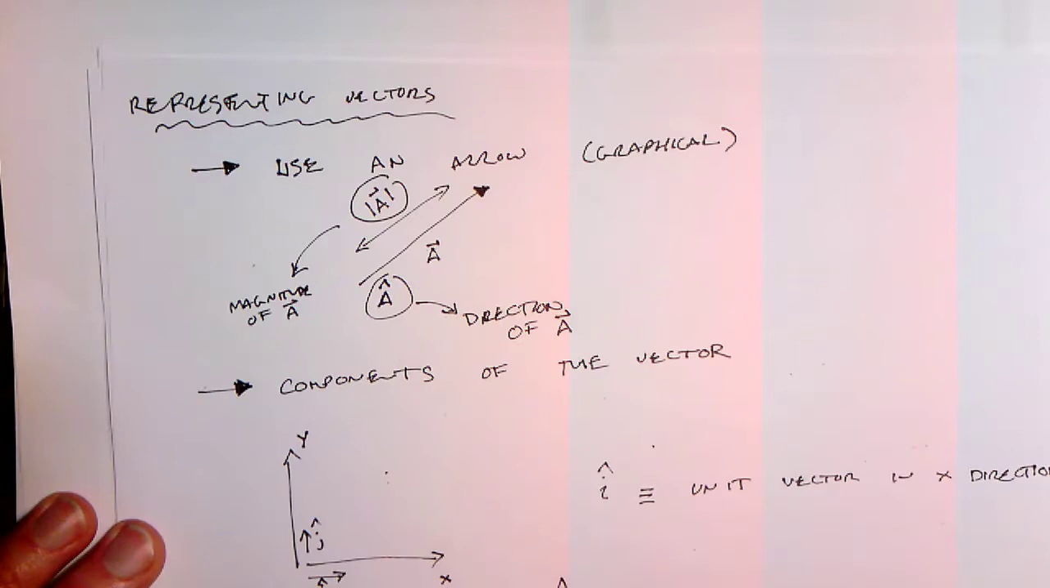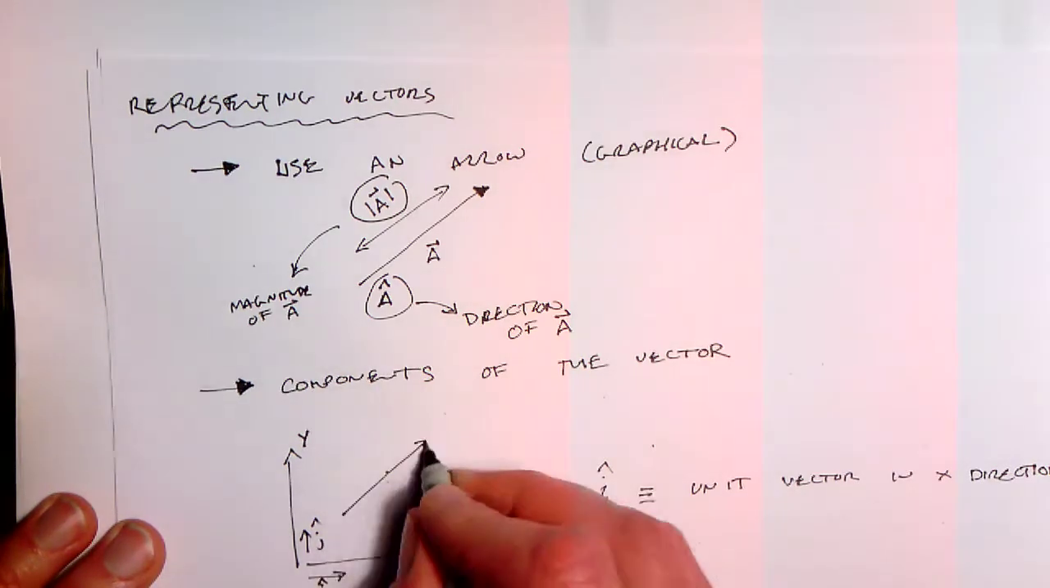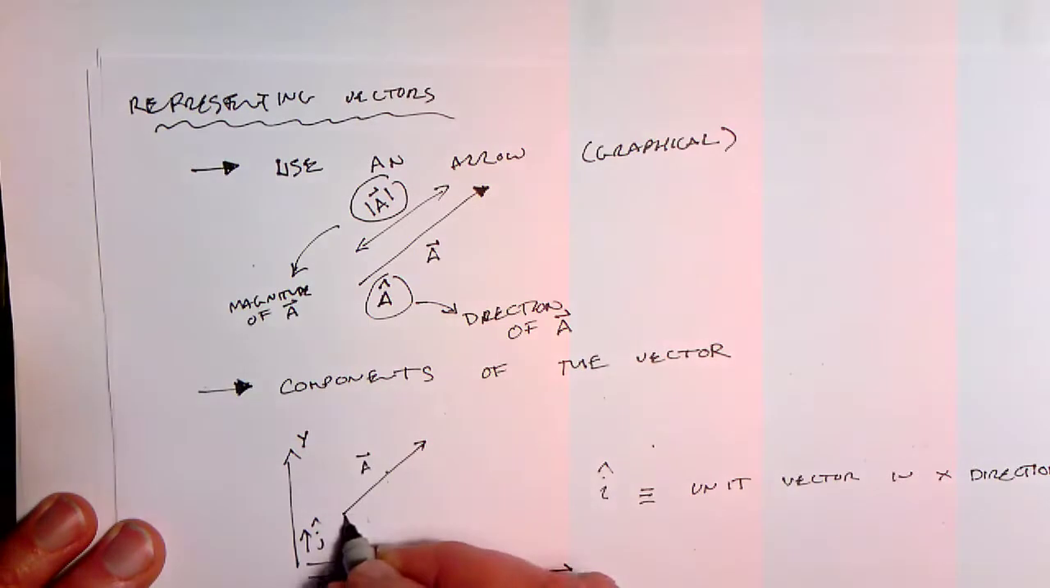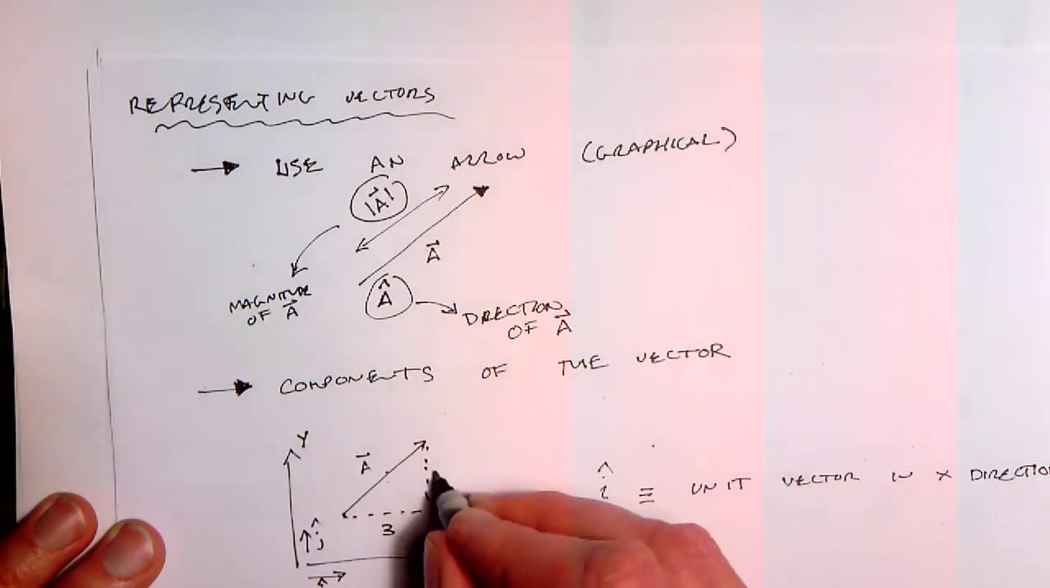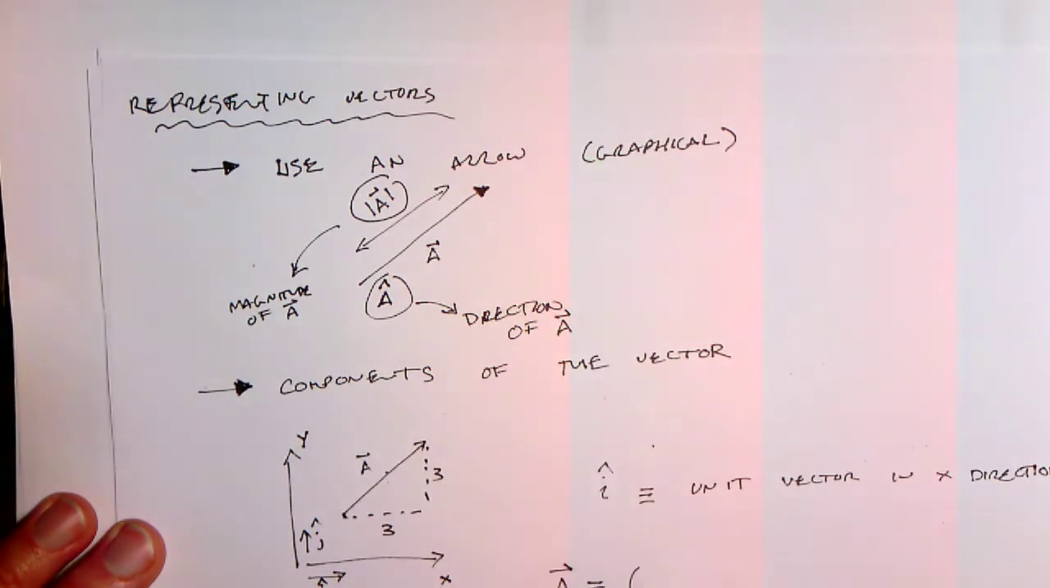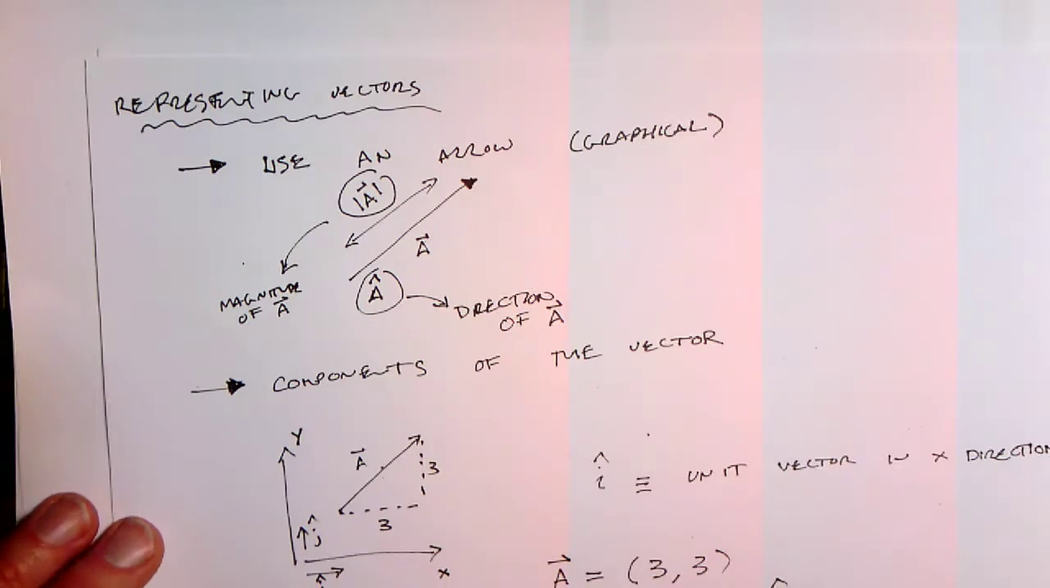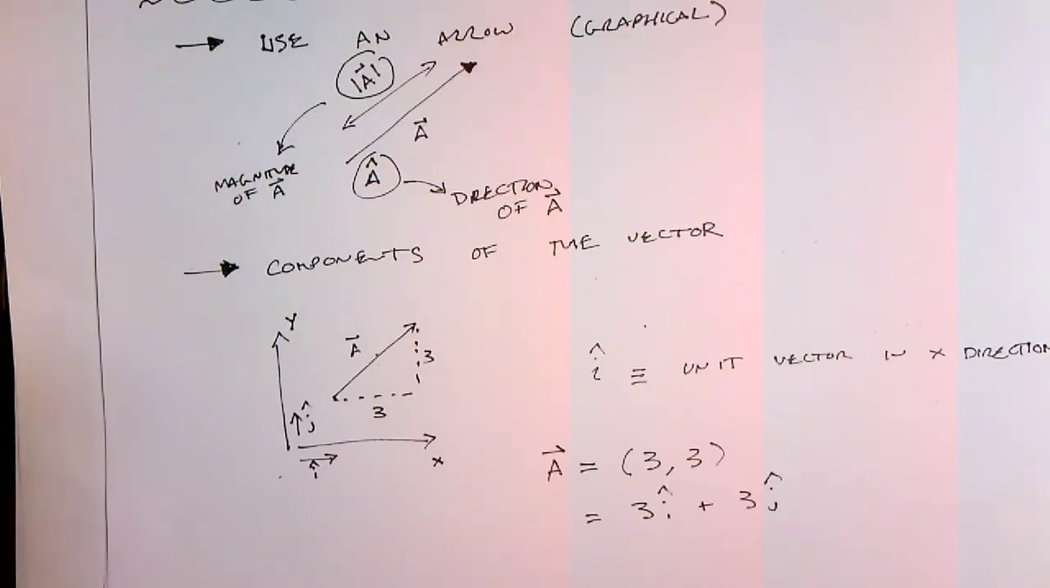And so I could equivalently write a vector, let's say my vector A looks like this. And if I measure it out, maybe it goes over 3 in the x direction and up 3 in the y direction. So I could say A is equal to 3 comma 3, or I could equivalently say A is equal to 3 times i hat plus 3 times j hat, which means 3 units in the i hat direction, in the x direction, and 3 units in the y or j hat direction. And now I will move this so you can actually see what I just wrote.